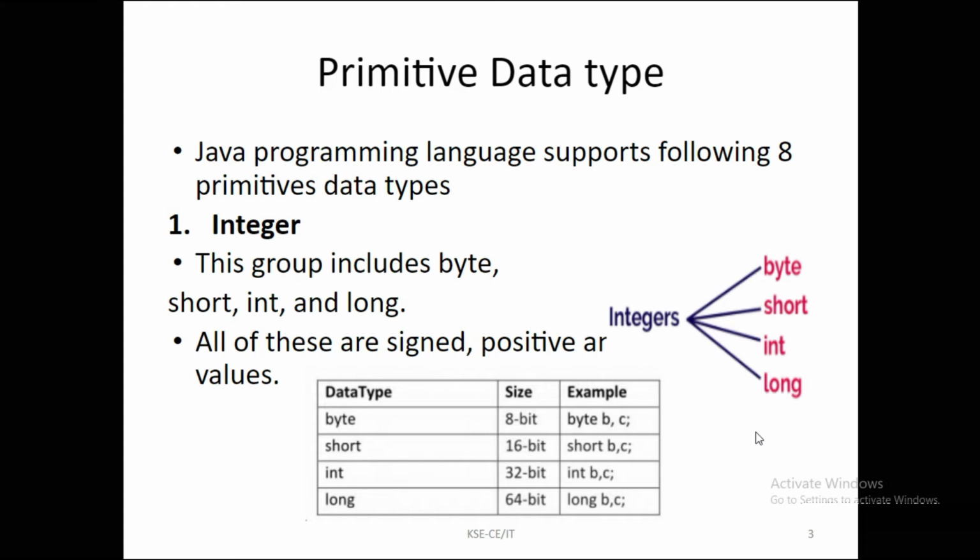Short data type, that is 16-bit long. If you use the short data type, you have to write short A, B, that are the variables, then the semicolon. The semicolon indicates it is the end of the line. Integer, it is 32-bit long. To declare any variable in integer data type, you have to write int B, C. Long, which is 64-bit long, and the example of long is long B, C, then semicolon.